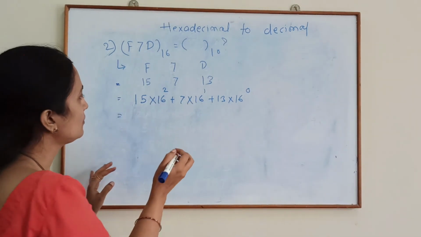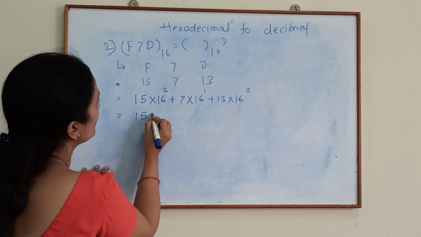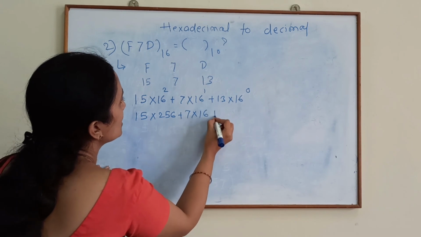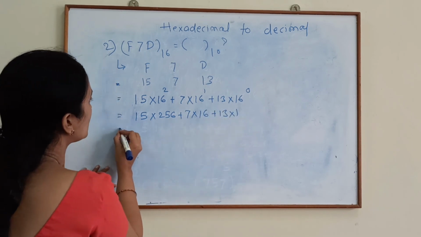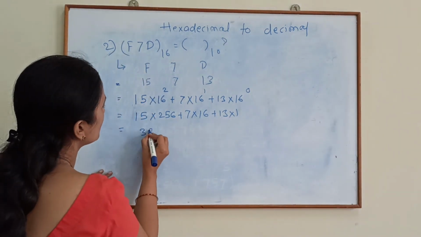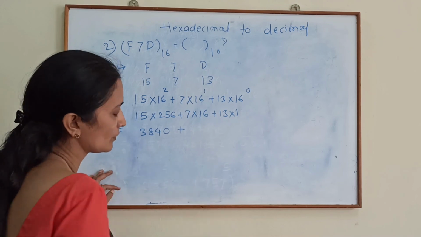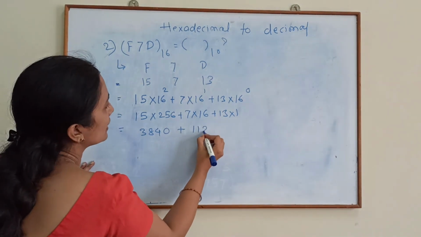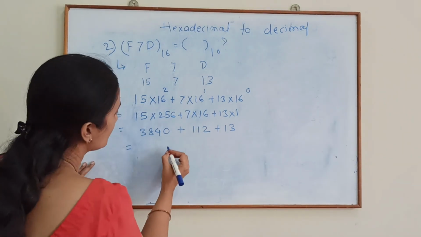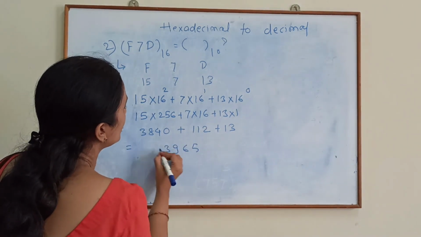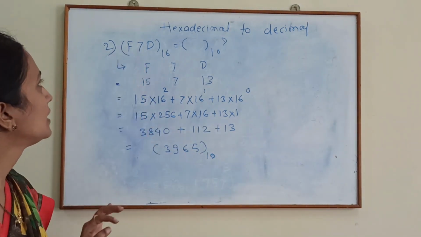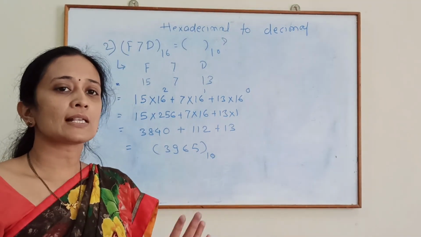Directly we will write the answer because it is too complicated. 15 into 256 plus 7 into 16 plus 13 into 1. If we multiply 256 by 15, we will get the answer 3840. 16 sevens are 112 and plus 13. If we add all these numbers, we will get the answer 3965, which is the decimal equivalent of hexadecimal number F7D.